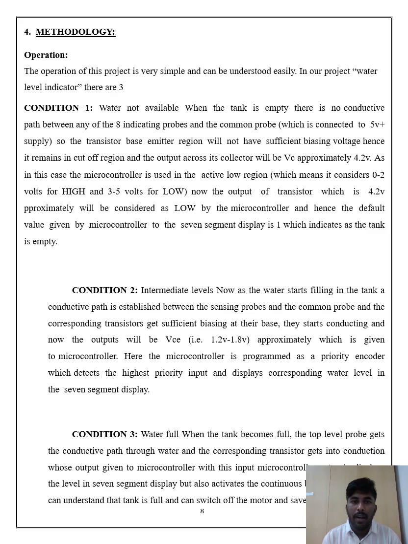As in this case, the microcontroller is used in the active low region, which means it considers 0 to 2 volts as low and 3.3 to 5 volts as high. Now the output of the transistor, which is approximately 4.2 volts, will be considered as high by the controller, and hence the default value given by the microcontroller to the 7 segment display is 1, which indicates that the tank is empty.